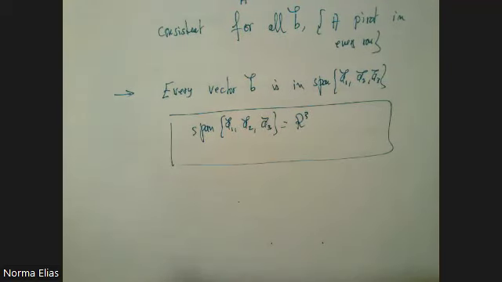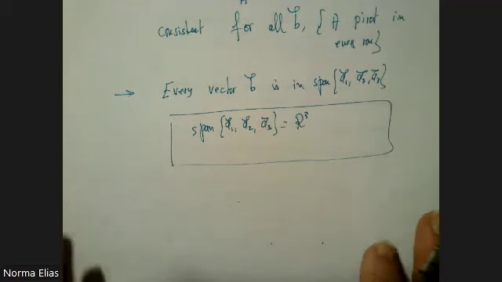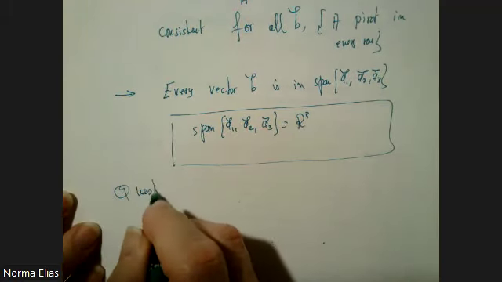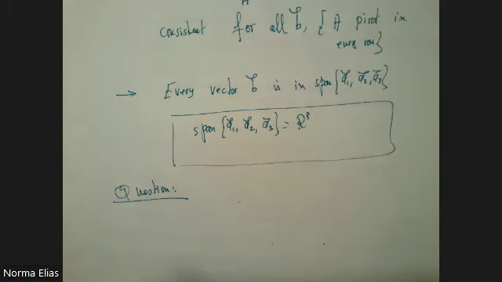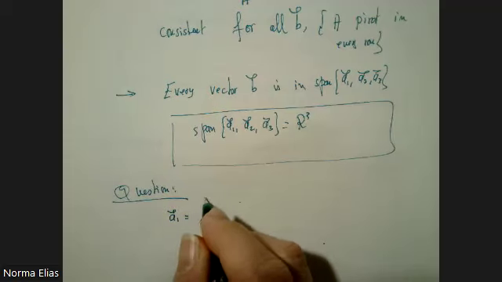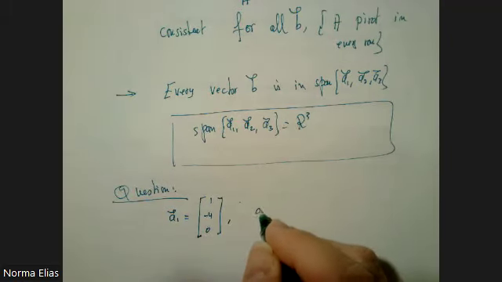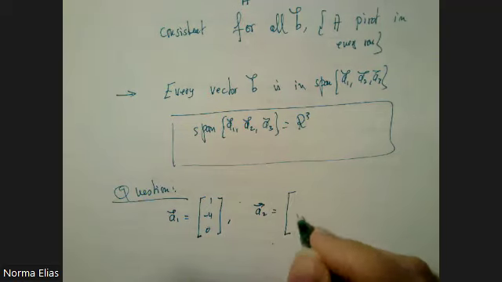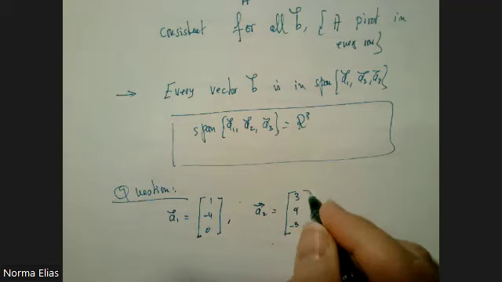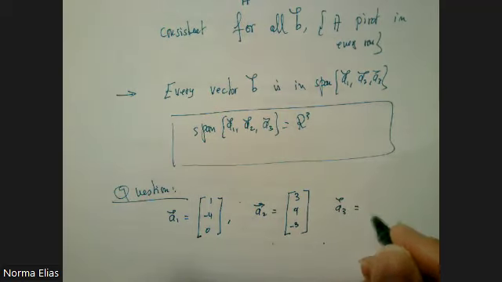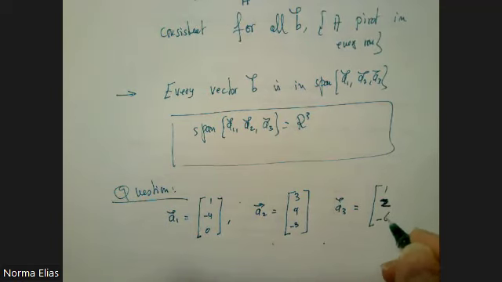Okay, so my last question is the following. I'm going to give you vectors, and I'm going to ask you the following question. So question number 2. I'm going to take A1 to be 1, minus 4, 0, and A2 to be 3, 9, minus 3, and A3 to be 1, 2, sorry, minus 6.